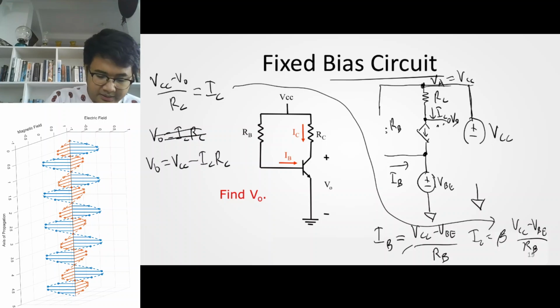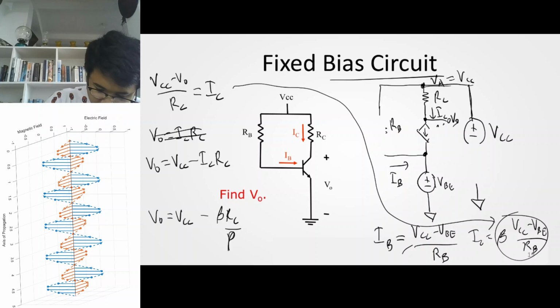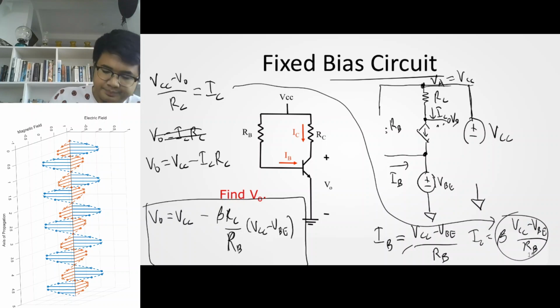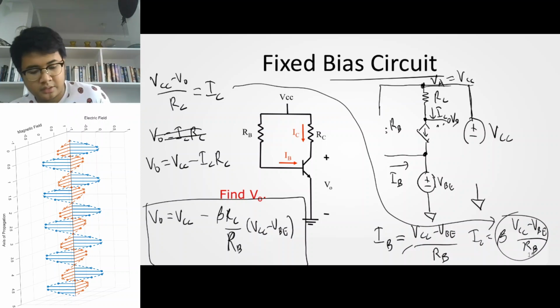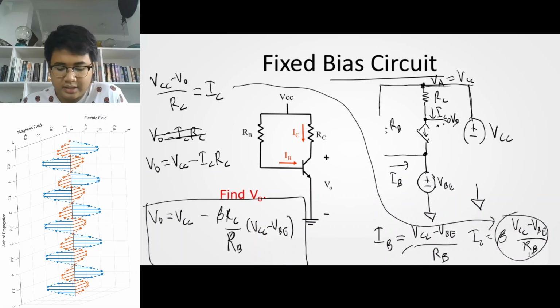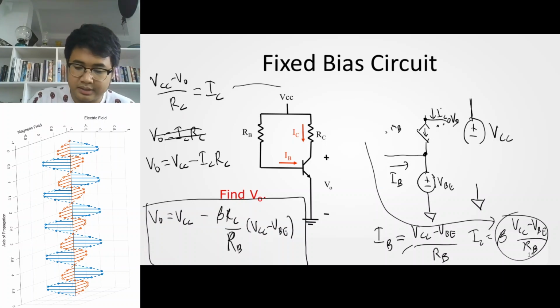Right. And IC can be expressed in terms of beta. So it's VCC minus beta RC over RB times VCC minus VBE. There you go. Right. And this is the Vout as a function of all the other parameters in the circuit. Okay. And this is how you solve it using nodal analysis, right? So let me just clear the slide.